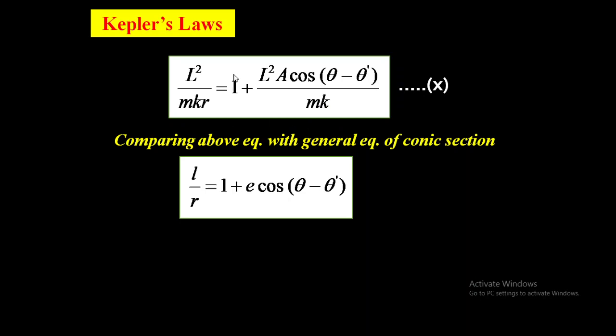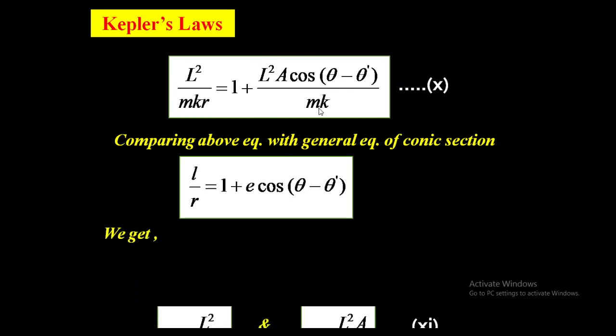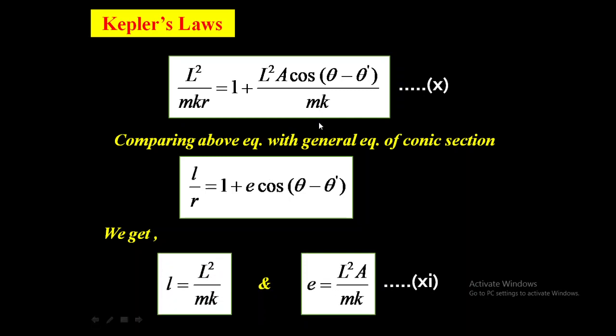Okay, so by comparing the above equations, in place of L, here is L square by mk, and in place of E, here is L square A upon mk. So by comparing, we will get L is equal to L square by mk and E is equal to L square A by mk. By comparing equation number 10 with the general equation of conic section, we will get L is equal to L square by mk and E is equal to L square A by mk. So this is the equation number 11.